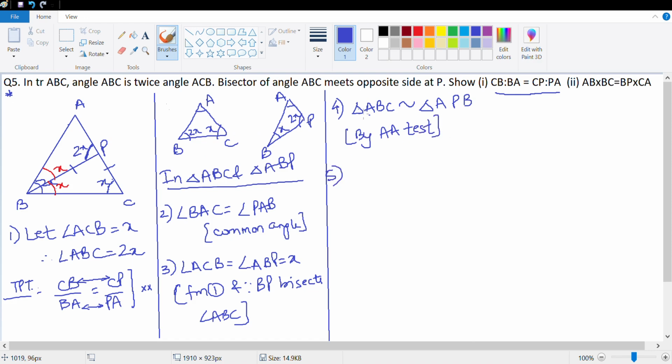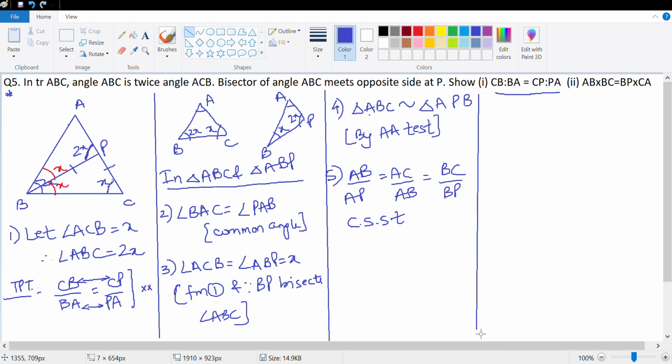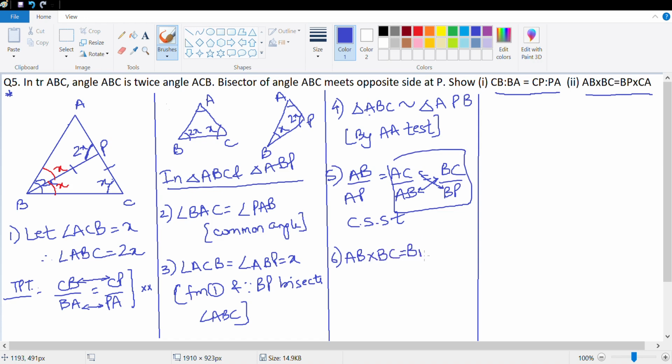Which means let's write the proportionate sides, which means AB upon AP is equal to AC upon AB is equal to BC upon BP. These are corresponding sides of similar triangles. Let's see if this has helped us get closer to what they want. If I look at AB multiplied with BC, I think I've got my second part for sure. AB multiplied with BC will give me BP multiplied with AC. Right? So let's just write that down. Number 6 would be AB multiplied with BC would give me BP multiplied with CA. This is the answer to part 2, hence proved.